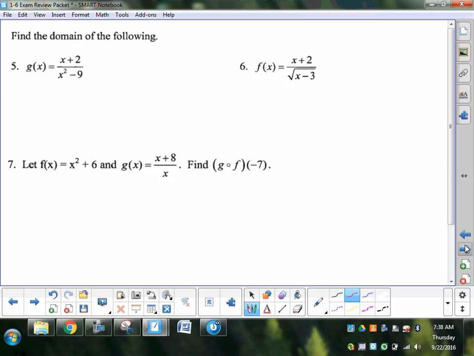Take a look at the next one, number 5. I'm only going to ask you about the domain, and I'm going to specifically say you don't need a graph to do this. You have to engage yourself. In number 5, who can tell me what values are not going to be in the domain?